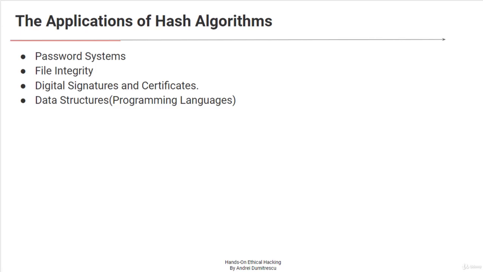The last application of hashes I'm going to talk about in this lecture is related to data structures of programming languages. Python dictionaries and Go maps are implemented as hash tables. We won't go deeper into it now. You should only know that they provide constant time lookup and insertion time on average.